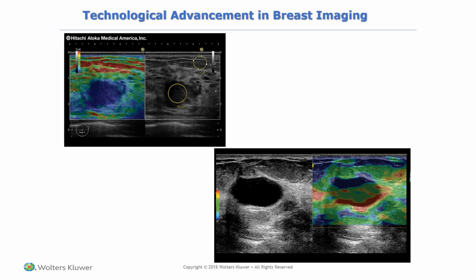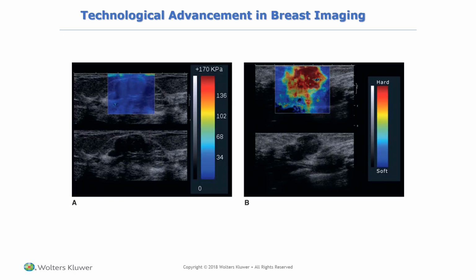So here you see an example where we have a very stiff mass here in the blue, with all the other surrounding tissue being very compressible. So that would be a concerning sign. Here we have just a cyst. You see how the whole thing compresses similarly to the rest of the breast, which would be a good sign of it being benign. Here's a couple more examples where you're seeing this has very similar compression to the surrounding tissue, whereas this one is very much more stiff on the right. So that would be a concerning sign for that patient.